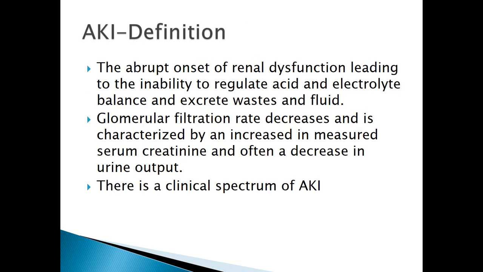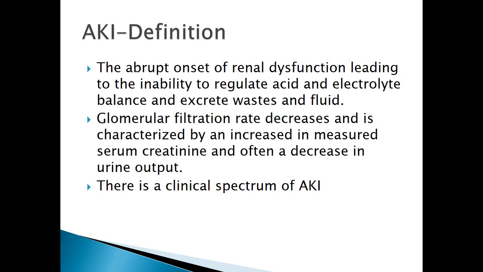So first of all, how do we define it? So AKI is the abrupt onset of renal dysfunction. So the key thing here is abrupt, right? Leading to inability to regulate the acid and electrolyte balance and excrete wastes and fluids. And usually what happens is we have a decrease in the GFR, or the glomerular filtration rate, and that's characterized in our labs by an increase in the creatinine, and in the patient clinically by a decrease in their urine output. So that's typically what we're going to see.